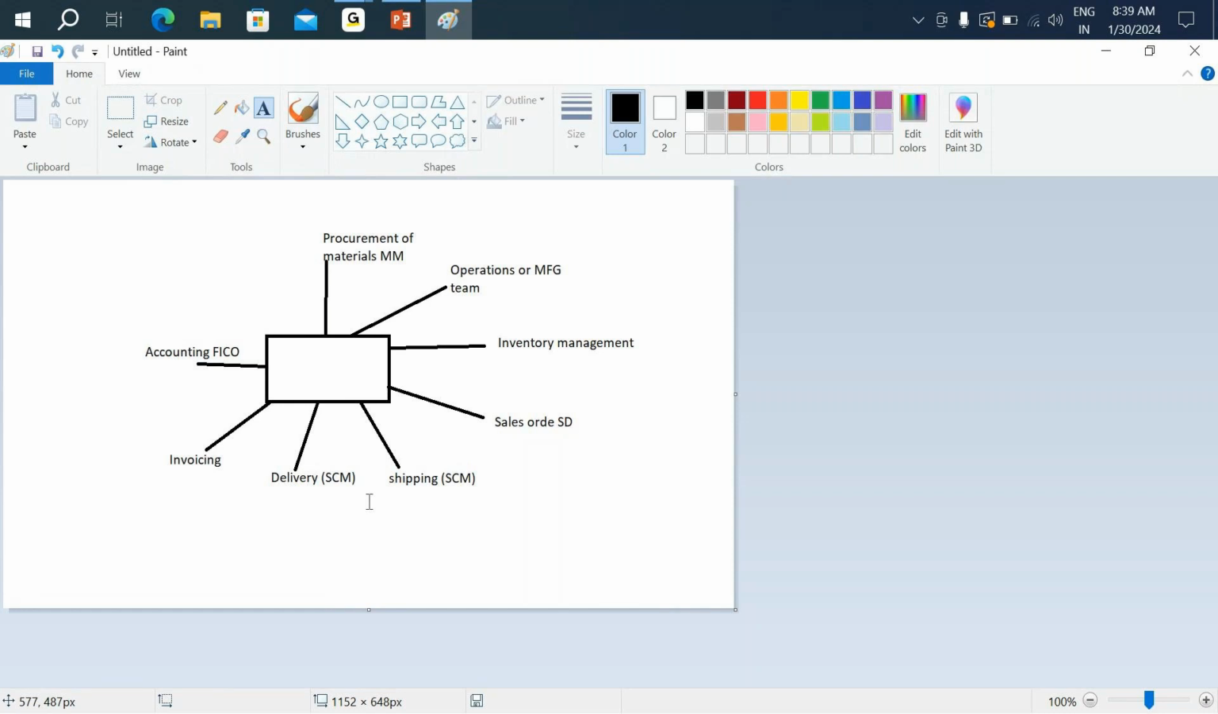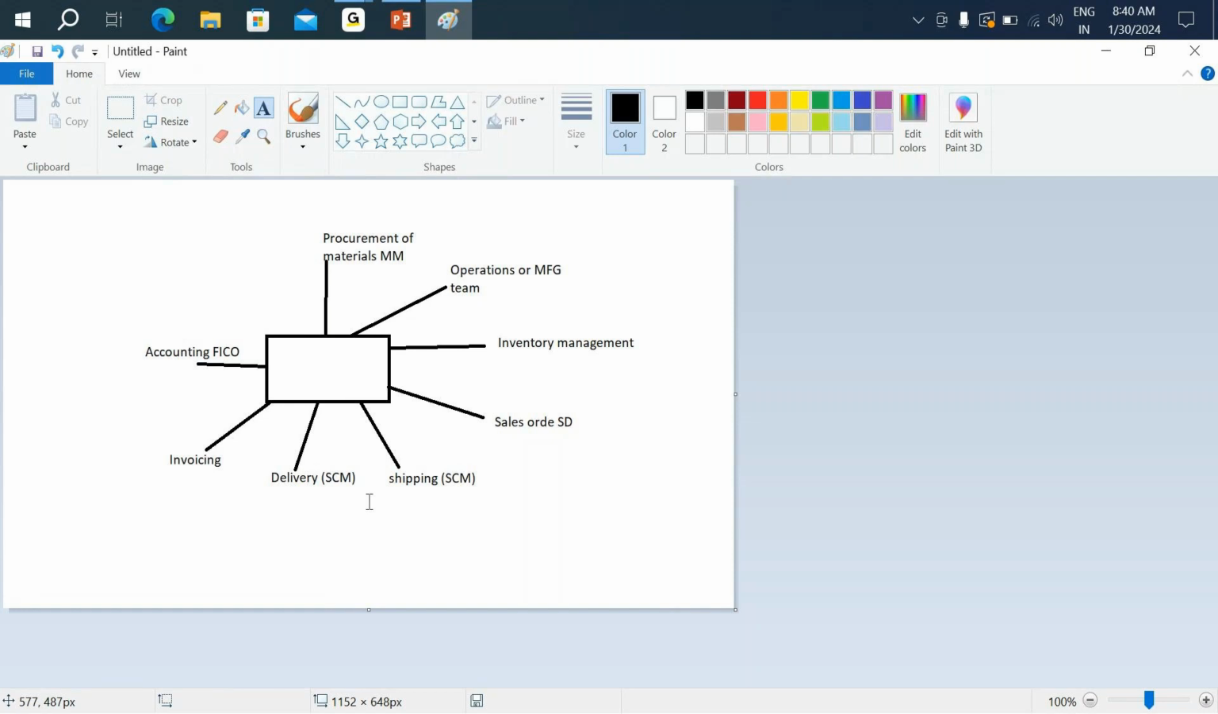Then you will have shipping. Shipping means your order is placed, it's packed, it's in a truck or any means of transport, truck, plane, ship, anything. So you're shipping it. So all the shipping related activities, or all the movement and logistics related activities, will be taken care of by your SCM team. Again, then delivery. Delivery is nothing but again shipping, and delivery is sort of the same. So it will be taken care of by our SCM team.